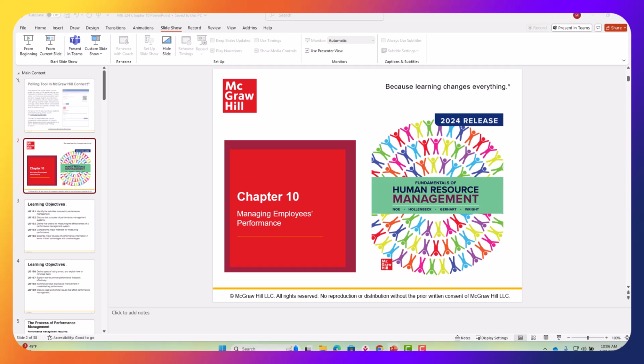Learning objectives: identify the activities involved in performance management, discuss the purposes of performance management systems, define five criteria for measuring the effectiveness of a performance management system, compare the major methods of managing performance, describe major performance appraisal methods in terms of their advantages and disadvantages. Define the types of rating errors and explain how to minimize them, explain how to provide performance feedback effectively, summarize ways to produce improvement in unsatisfactory performance, and discuss legal and ethical issues that affect performance.